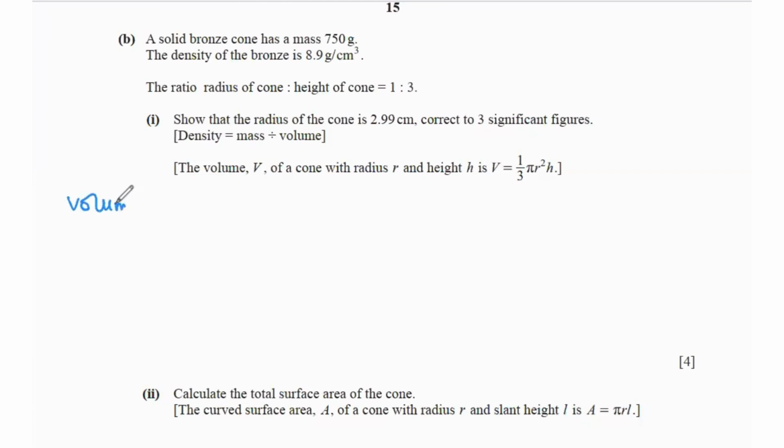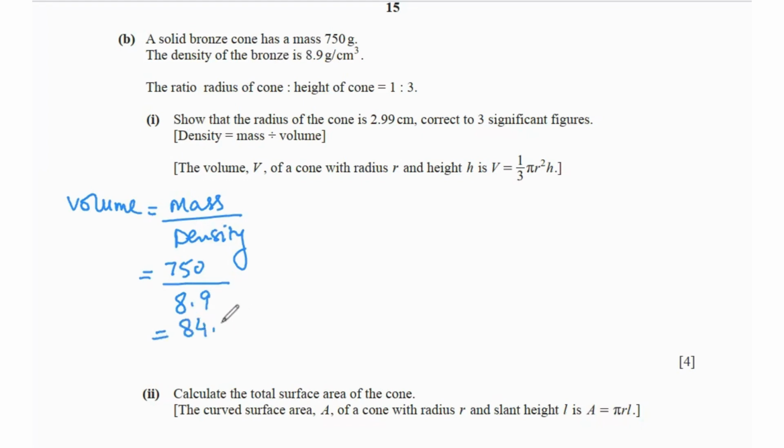Volume equals mass over density. So that's 750 divided by 8.9, and that's going to give us 84.27 centimeters cubed. Now this is the volume of the cone.